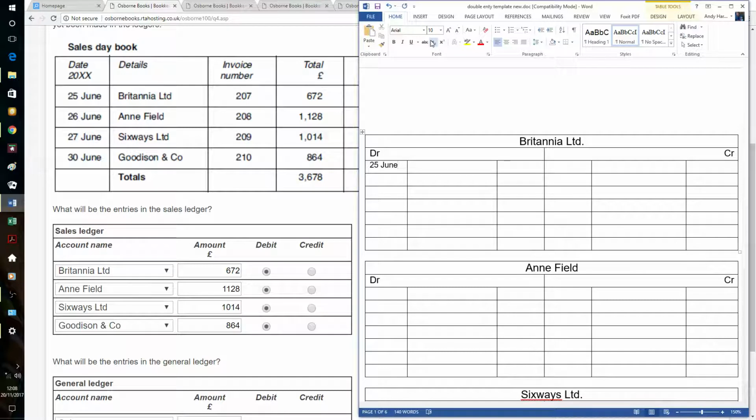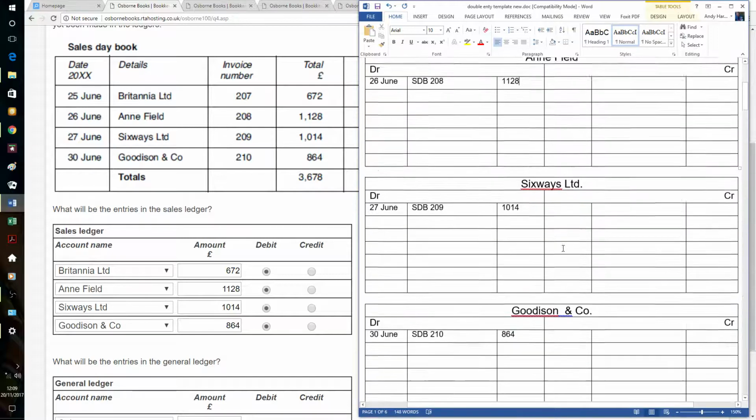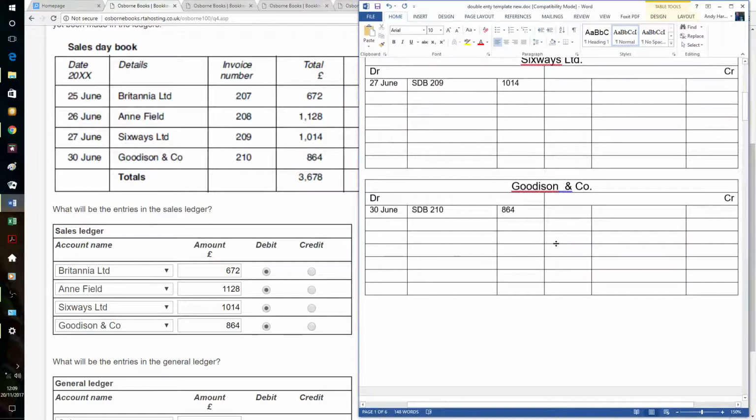So this is our Britannia Limited. Whatever reference makes sense. Companies will have their own way of dealing with it, and AAT have their own style. So it's sales daybook, and it's invoice number 208. That should do to identify it properly as the debit entry. Anfield was the 26th of June, invoice number 208. So that's our individual one, so I've posted the next couple in advance, and then into our double entry system.